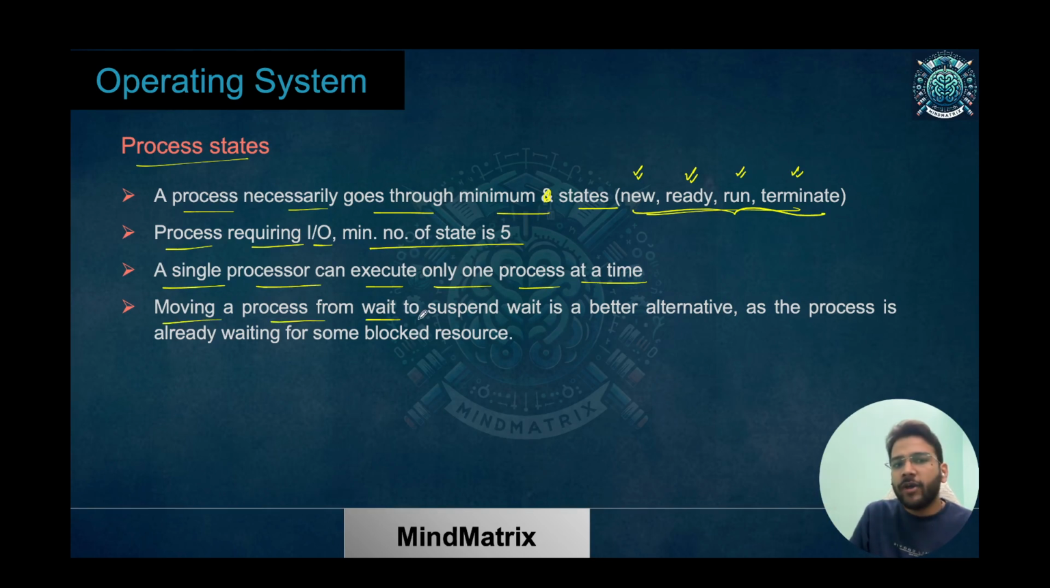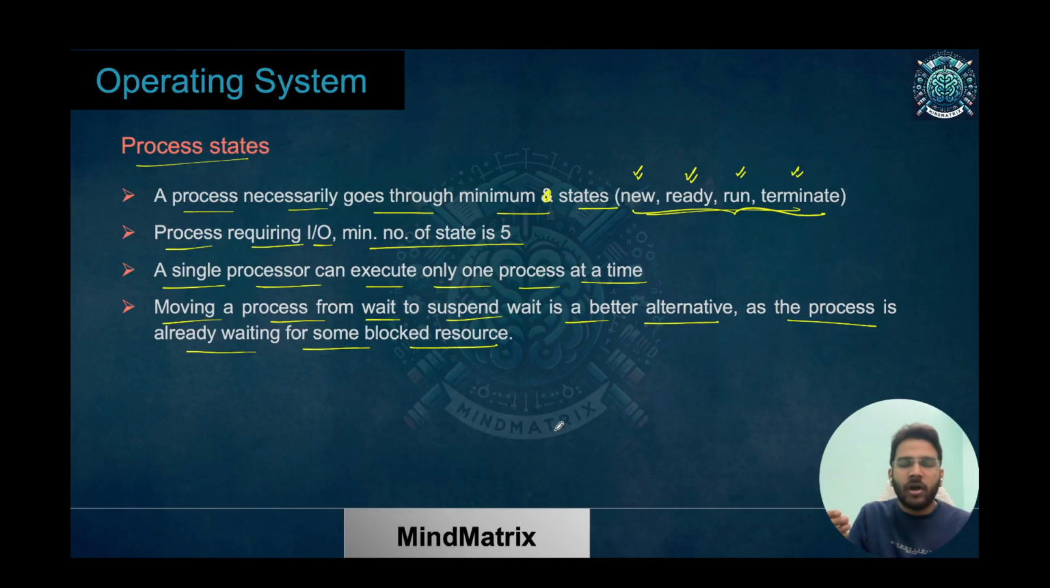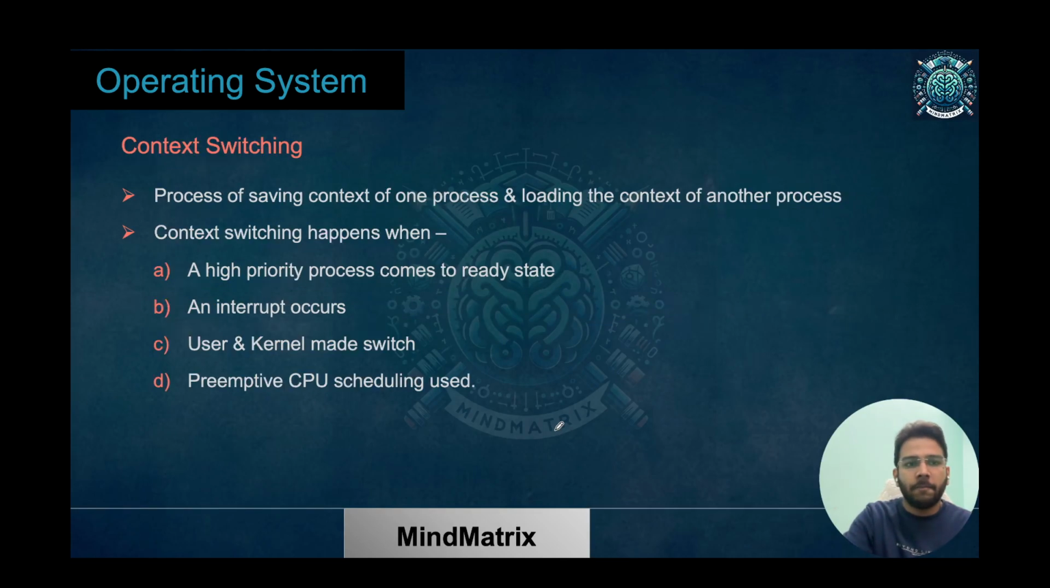Moving a process from wait to suspend wait is a better alternative, as the process is already waiting for some blocked resource. Clear? As we saw here, from the wait or block state we are moving it to suspend wait. So it is a better alternative. How can we say that? As the main memory will have some more space to accommodate other processes, and the process is already waiting for some blocked resource, or it is performing some input output operation.